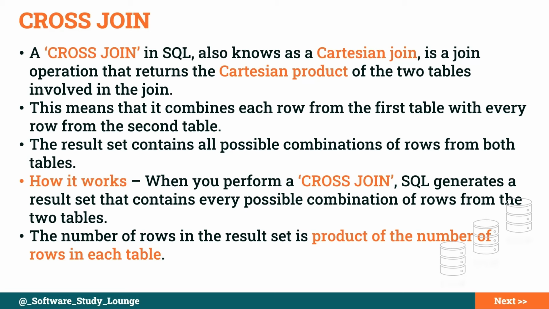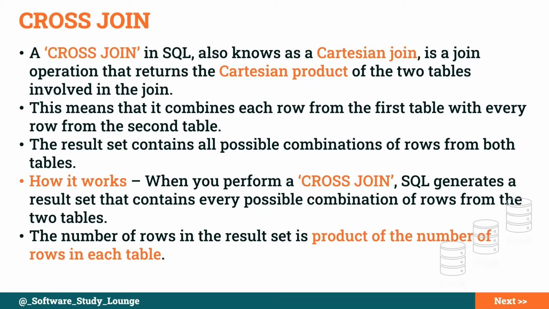The result set combines all possible combinations of rows from both tables. So how does it work? When you perform a cross join, SQL generates a result set that contains every possible combination of rows from the two tables. The number of rows in the result set is the product of the number of rows in each table. So suppose there are two rows in the left table and three rows in the right table. In that case, this query returns a total of six rows.